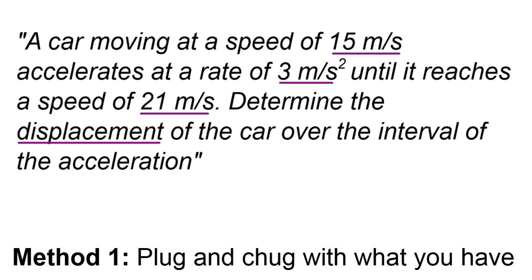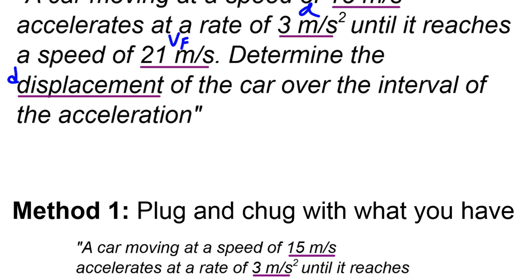Right off the bat, notice that I've underlined some of the important physics words. Let's provide some labels to them. 15 meters per second is our initial velocity. The 3 is the acceleration A. The 21 meters per second is our final speed, and the displacement D is what we're trying to solve for. So I have some letters there. As we go through and solve these problems, we're going to be utilizing those letters.